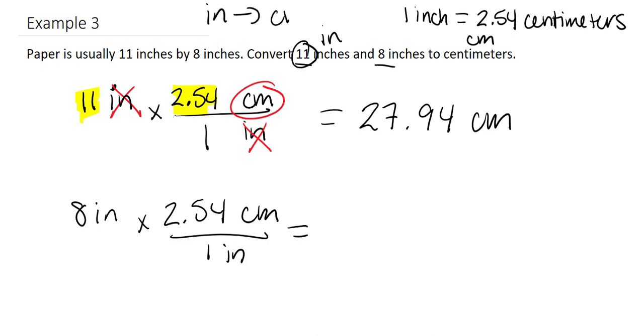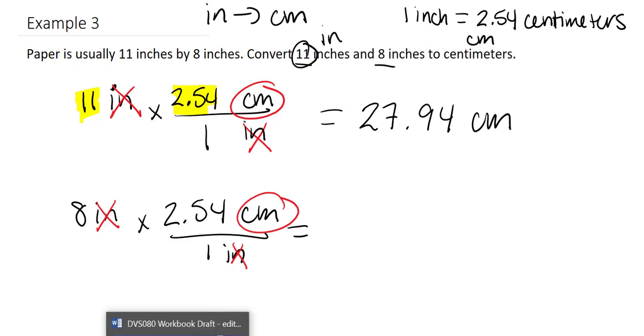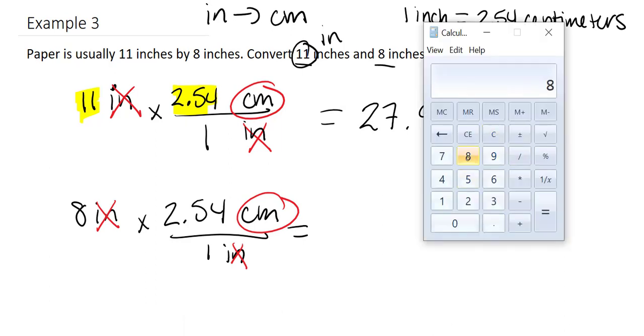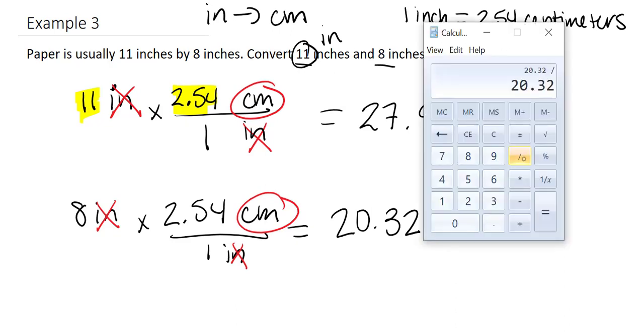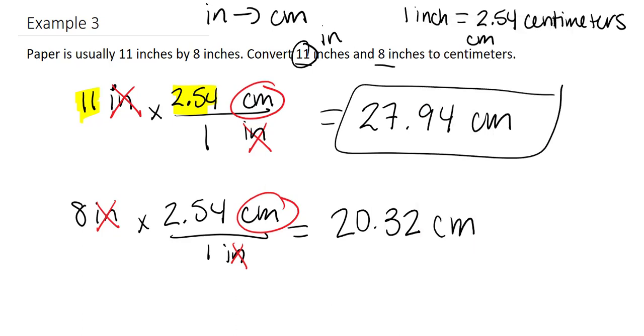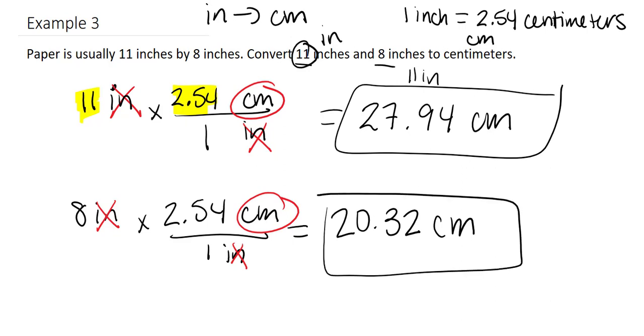Right, this is our roadmap. Then we can cross out inches. We're left with centimeters. So let's get our calculators out. 8 times 2.54. We get 20.32 centimeters. Because anytime we divide by 1, we get the number itself. So if we converted, this is 11 inches, this is 8 inches, but represented in centimeters. So this is our conversions.